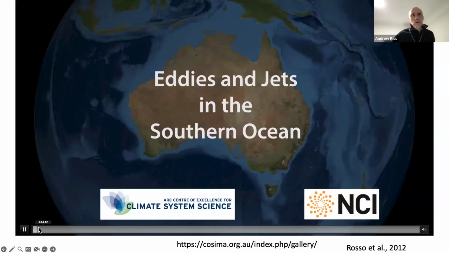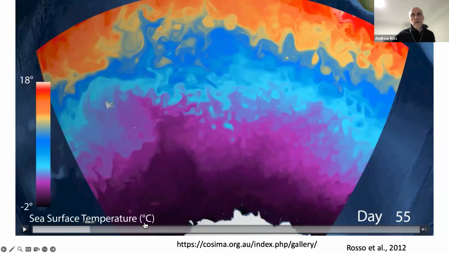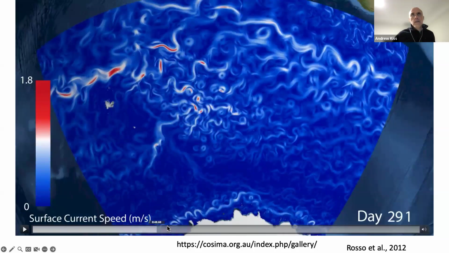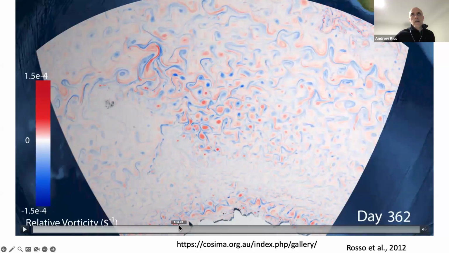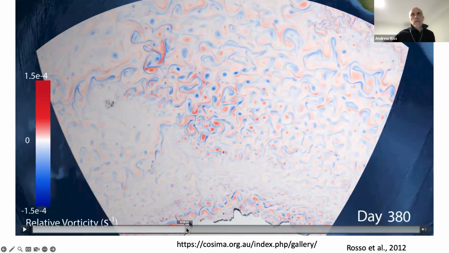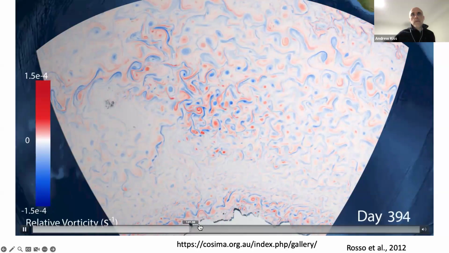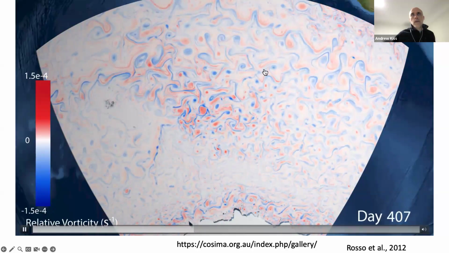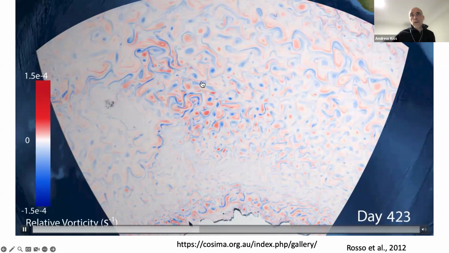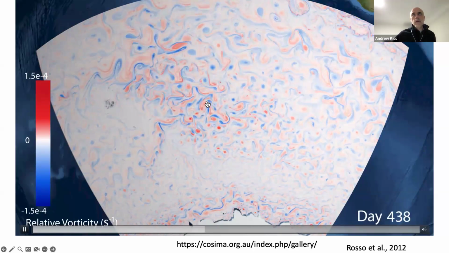I'll just show you what happens when you do go to high resolution. This is something like a 5-kilometer resolution. This is showing the rotation rate of the water. It's called the relative vorticity.